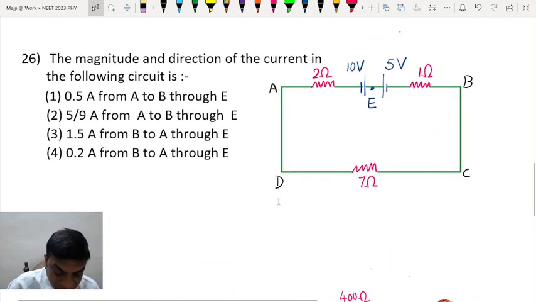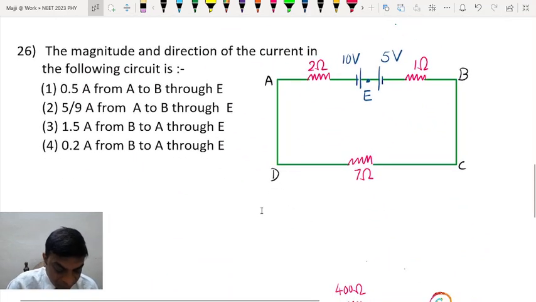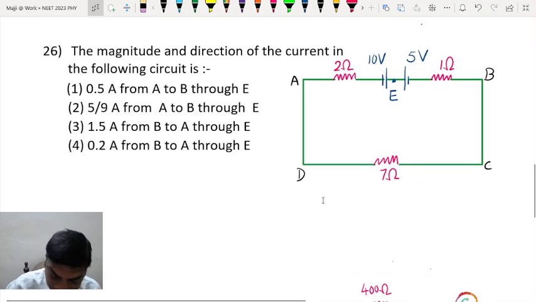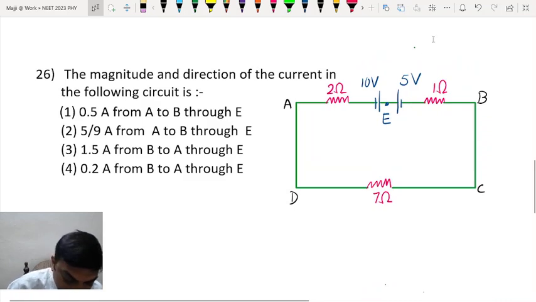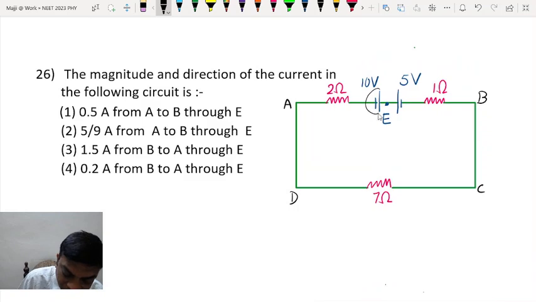The magnitude and direction of the current in the following circuit is: from A to B through E, etc. Now this is a very simple question, students. See, this cell has its positive terminal to the right. Current will always tend to come out from the positive terminal. Whereas this cell has its positive terminal to the left, so current will try to go in the left direction.